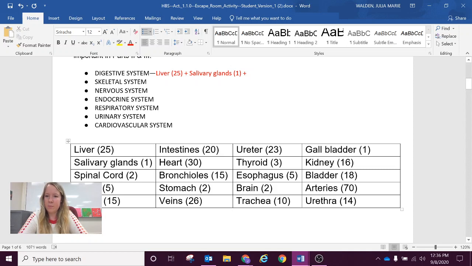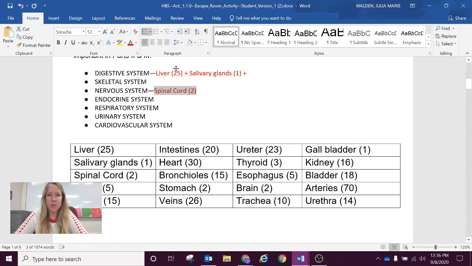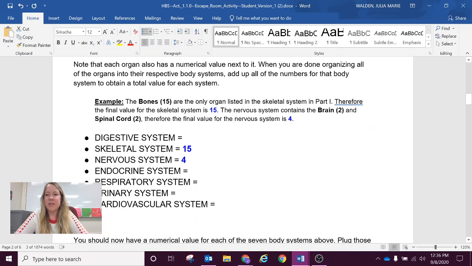Spinal cord, that is in your nervous system. So I'm going to write spinal cord here. That's worth 2 points. Again, I change the color of my font. And I'm just going to keep going with the rest of these organs and sorting them into the correct system. Now, when you're done with that, you are going to add up the total of all of the organs in that system. So I'm going to scroll down for a minute and read these 2 examples.